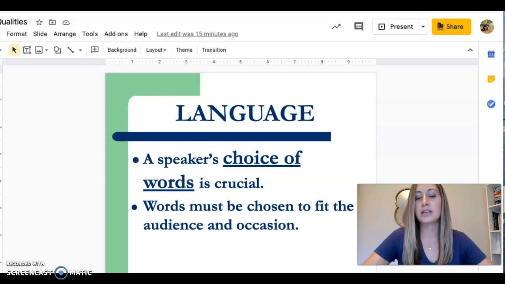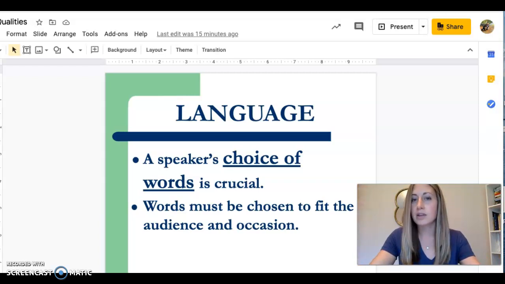Avoid using inside jokes if you're trying to present to an audience, because inside jokes might be funny to the one or two friends that you have in class, but they're not funny to everybody, more than likely.